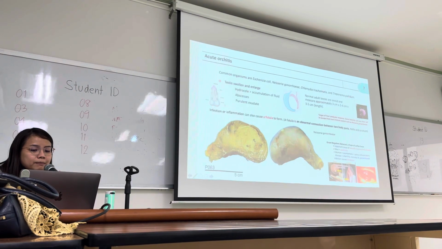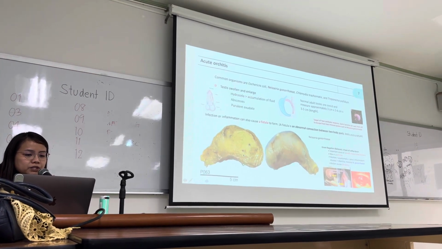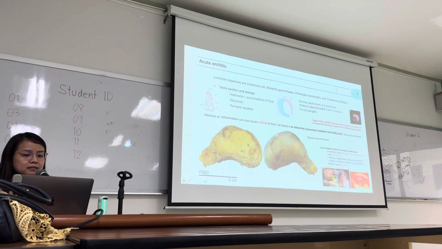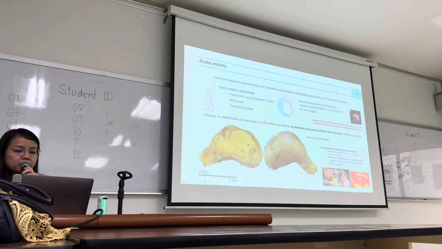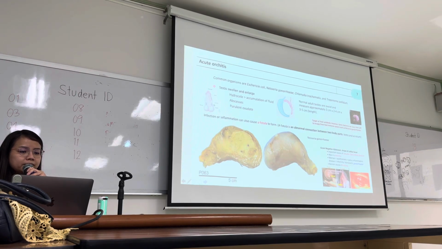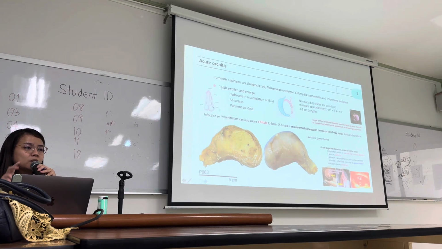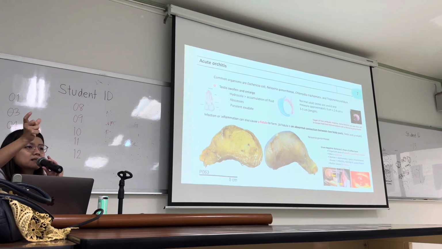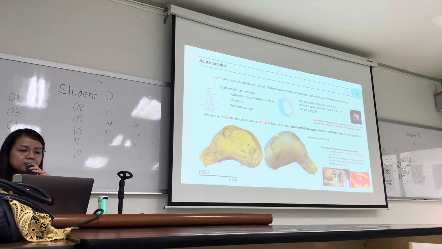You can see the inflammatory response like this, hemorrhage. And also sometimes you can see fistula. So what is fistula? It's the connection between the scrotum and also the testis. Once there is infection, sometimes the way the tissue repairs can join some parts together. So you can see the joint sometimes.